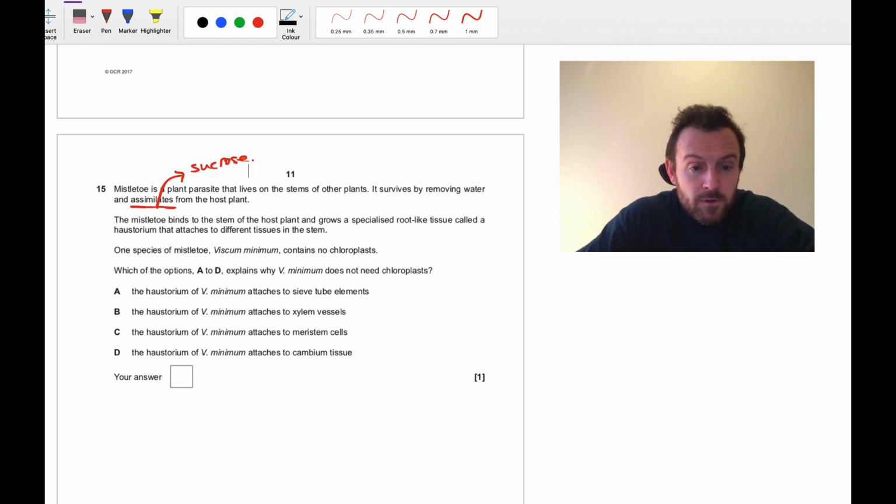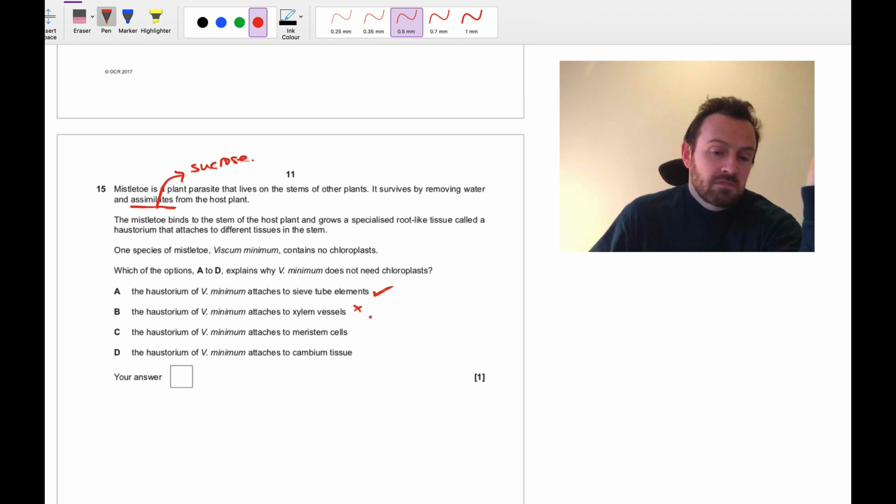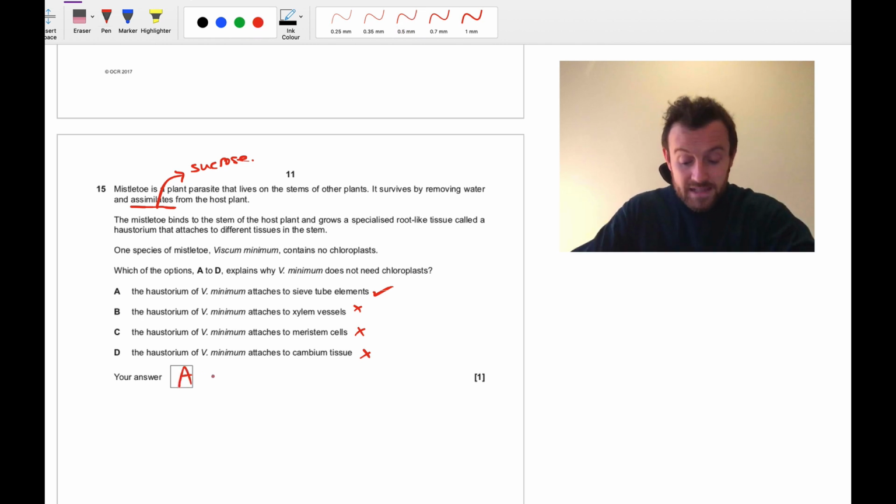One species of mistletoe, Viscum minimum, contains no chloroplasts. Why does it not need chloroplasts? Well, it's because it's going to be attaching to the phloem, so it's a sieve tube. Xylem would just get water, it would still need chloroplasts. Attaches to meristem cells, well, that wouldn't really do anything. Attaches to cambium tissue, that's another word for meristem cells, really. So A is the only sensible answer, and that is in fact true. It gets sugars from the other plant.